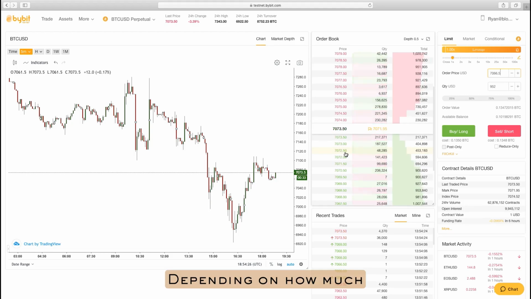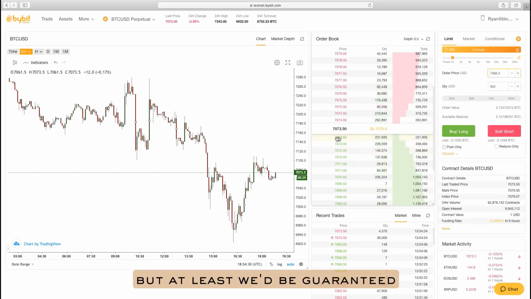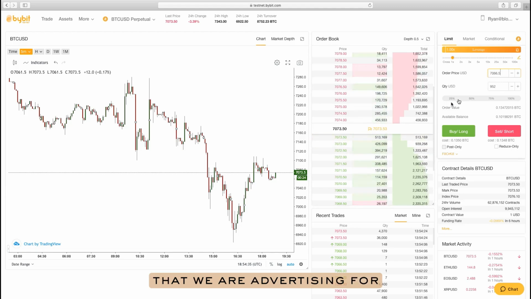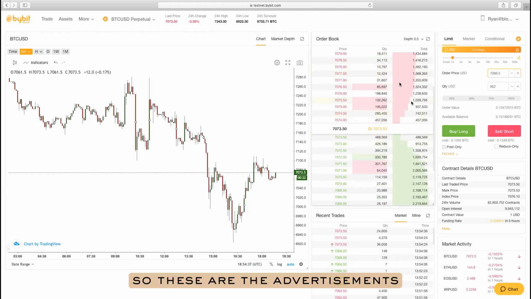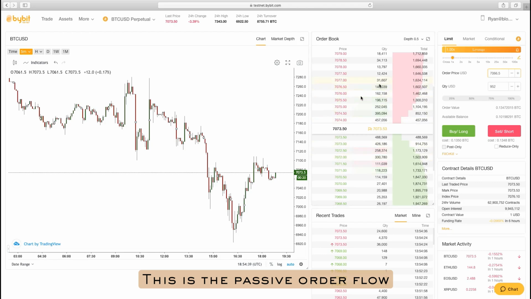Depending on how much the opposing side is looking to buy or sell, we might not get filled all the way, but at least we'd be guaranteed that we'd be getting in or out at the price that we are advertising for. So these are the advertisements. This is the passive order flow.